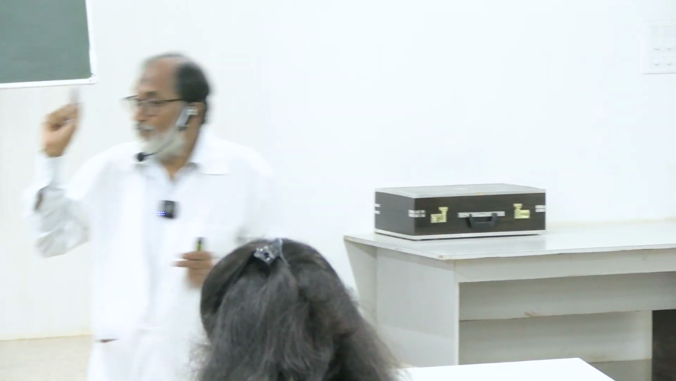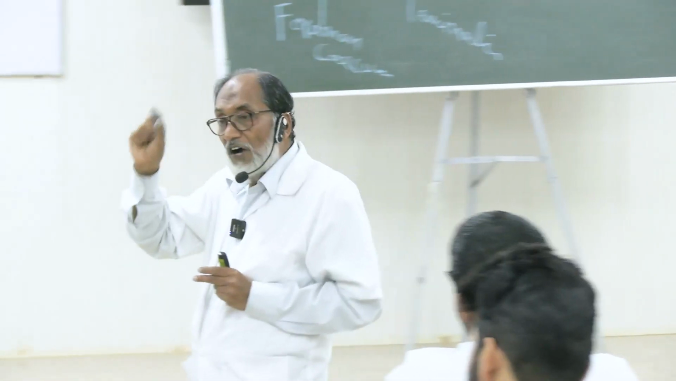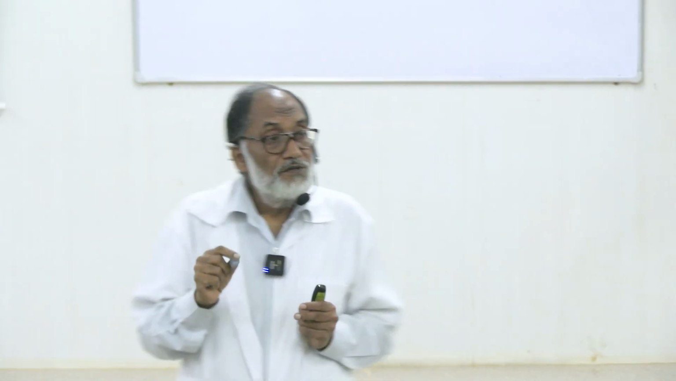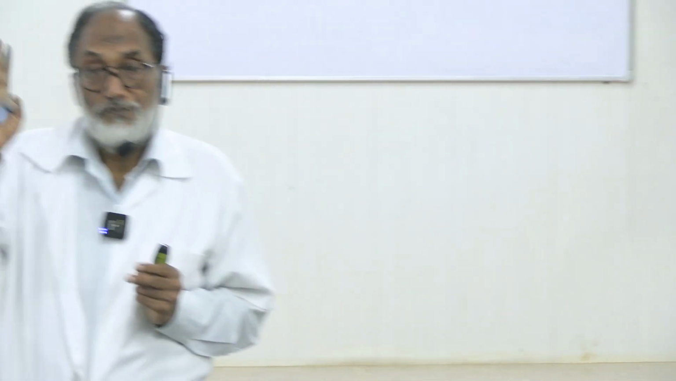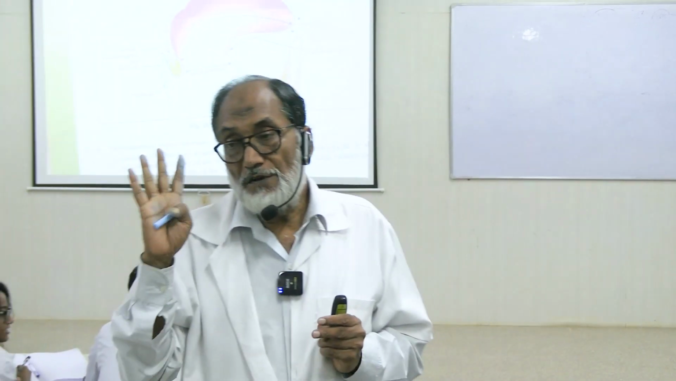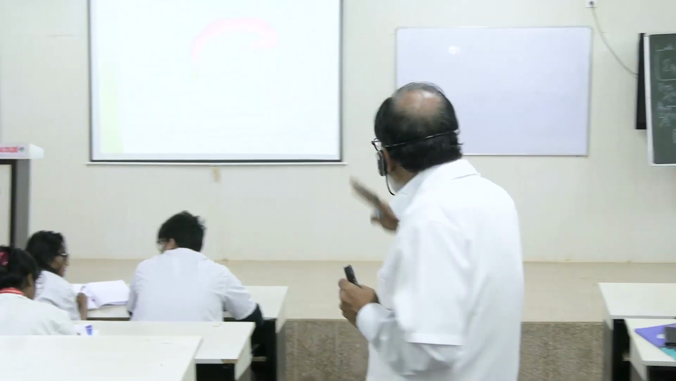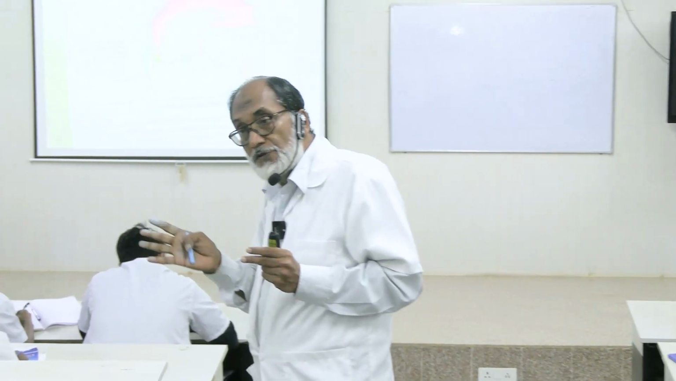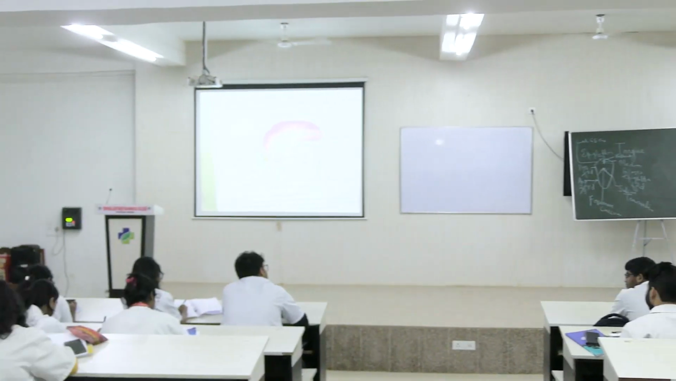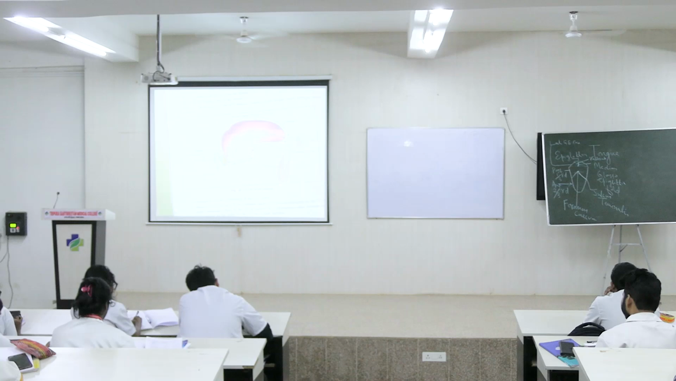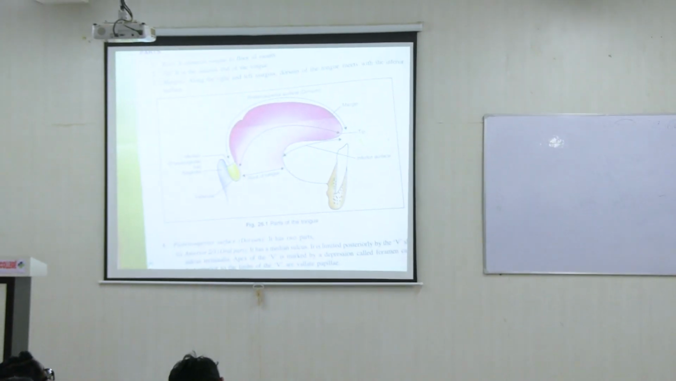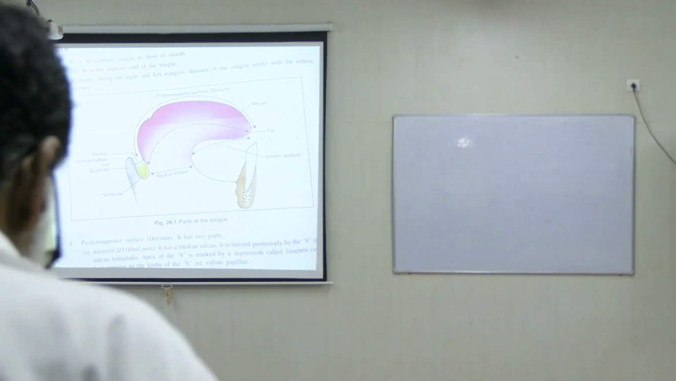There are filiform papillae, fungiform papillae, circumvallate papillae, and foliate papillae. The foliate papillae are not well developed in man, so there are mainly four kinds of papillae. Out of these four types, which one is numerous? Fungiform, filiform, or circumvallate? Filiform. Maximum papillae are filiform.